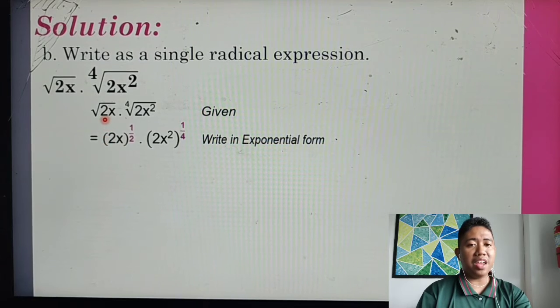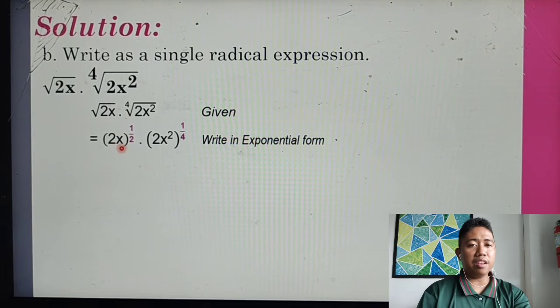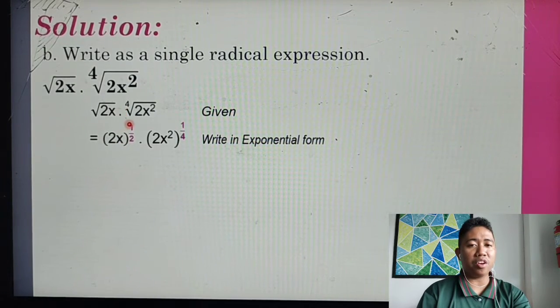So we have the base 2x. Don't forget to put parentheses if the radicand is a monomial. So 2x as a base, raised to the power of 1, so the numerator of the exponent is 1. And the square root has an index of 2. So we have 2x raised to the power of 1/2, multiplied by the fourth root of 2x squared.